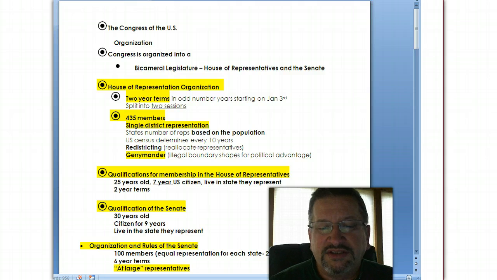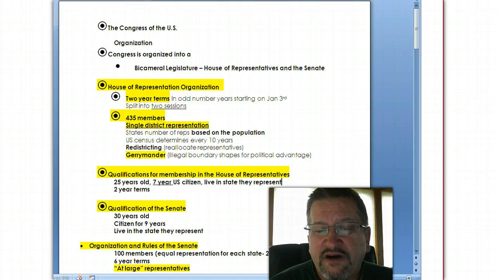Congress is organized into a two-house legislature. It's called bicameral, the House of Representatives and the Senate. The House of Representatives has two-year terms. They start in odd number years, and each term has two sessions in them, one per year.